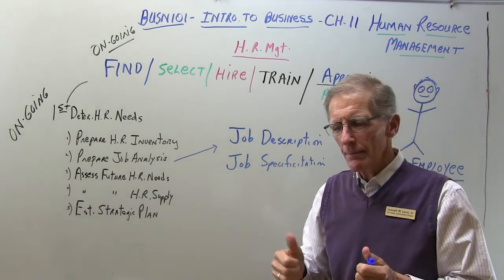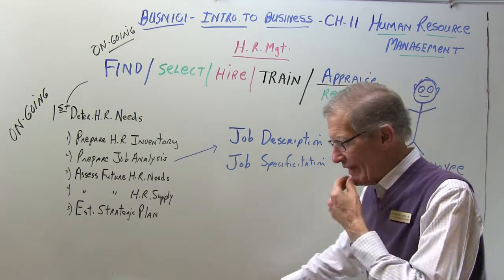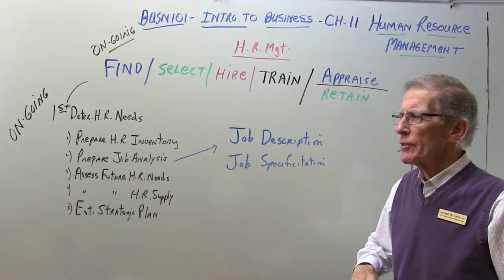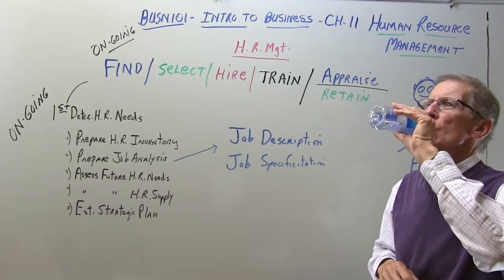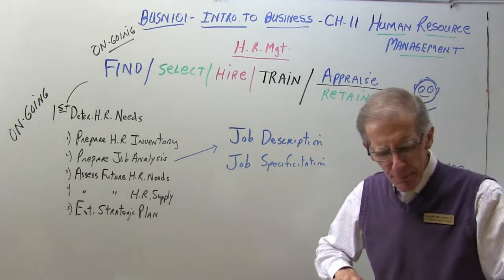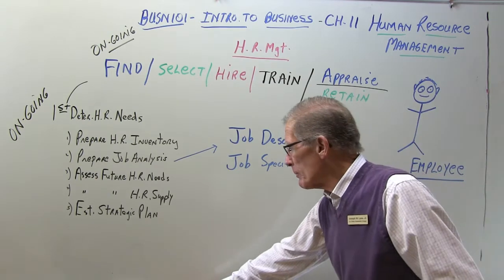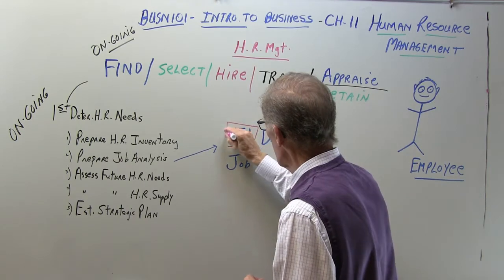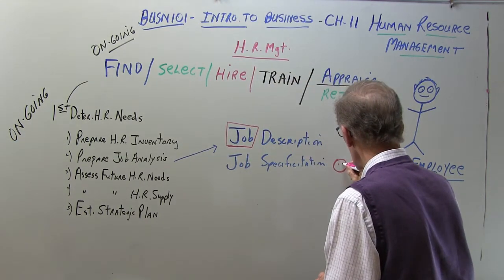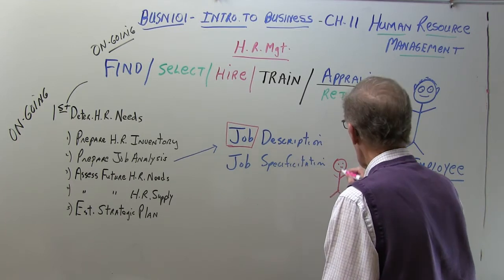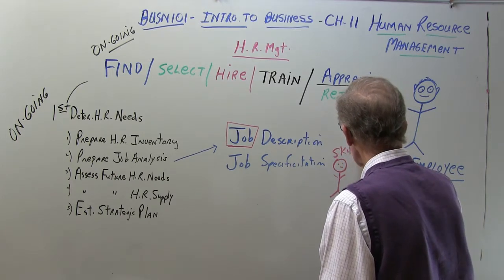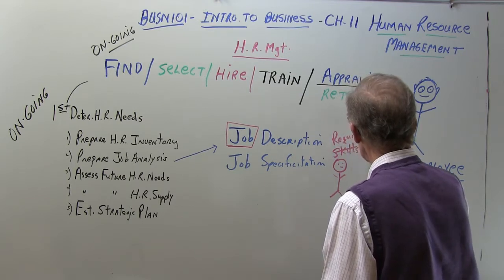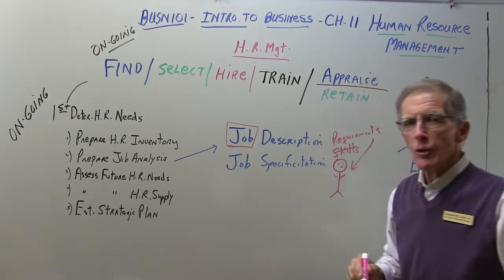What are the tasks? What's a job specification? The specification for the job, what does that mean? Well, the job description, and you probably have already told me, talks about the job. The job specification talks about, in essence, the person, or actually the skills, let me use a better term, the requirements for the person that's going to have that job.